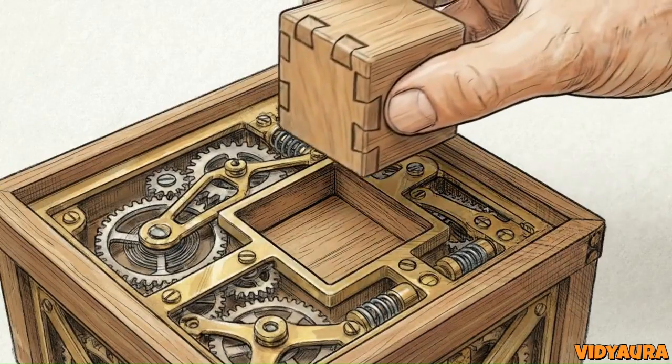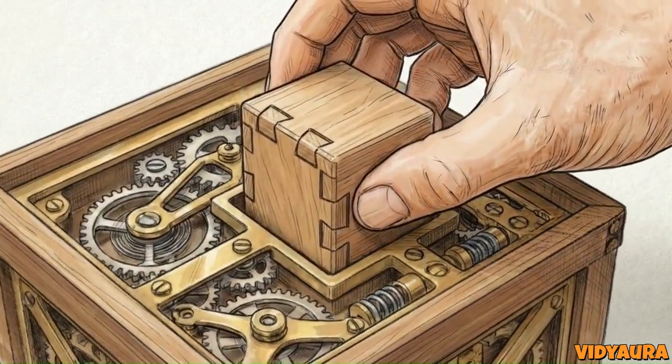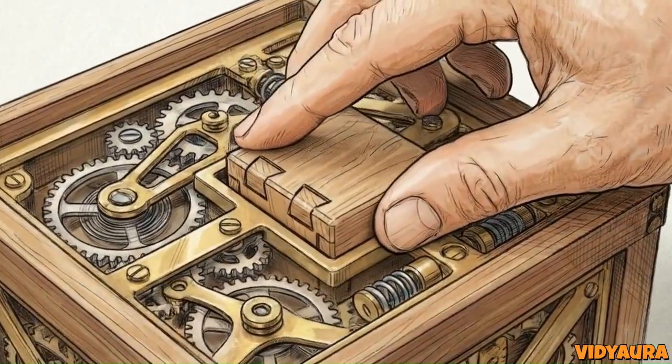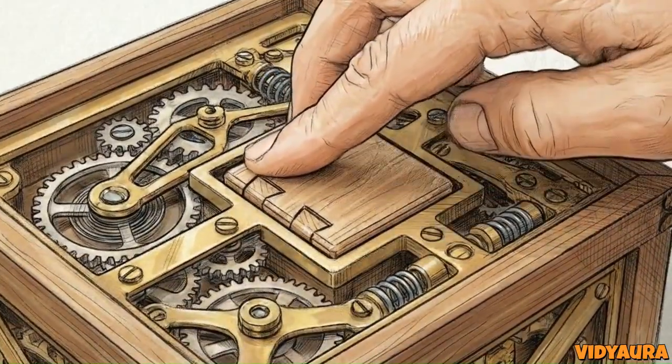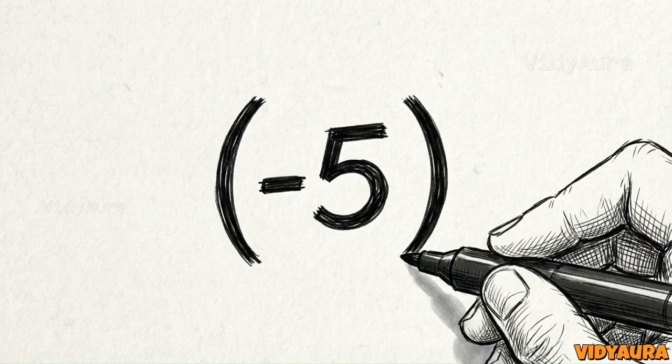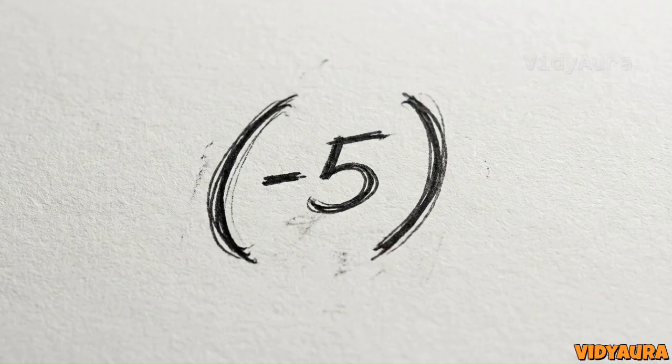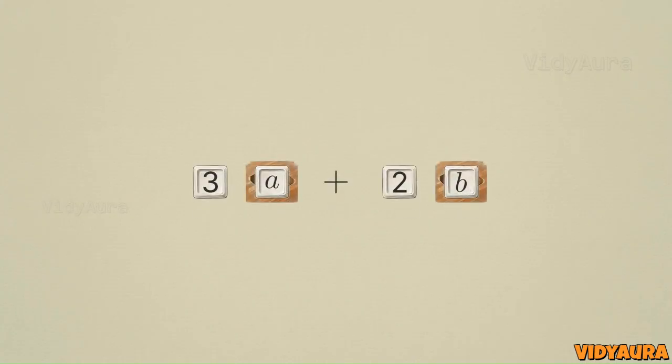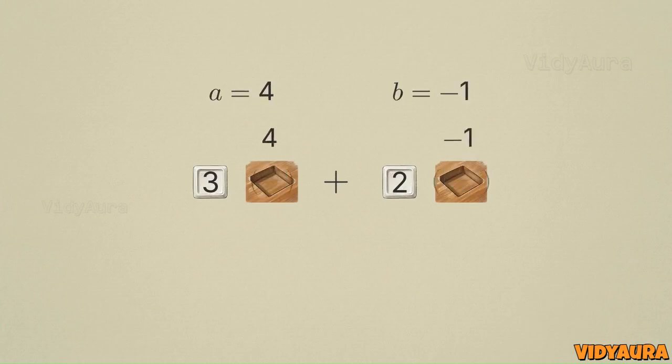To find the numerical value of an algebraic expression, we must physically replace each and every variable with a given specific number. When you substitute these numbers, always wrap them in parentheses. This is a vital habit for maintaining the correct signs, especially with negative integers. In 3a plus 2b, let's set a to 4 and b to -1. We drop the values into their places, using parentheses.